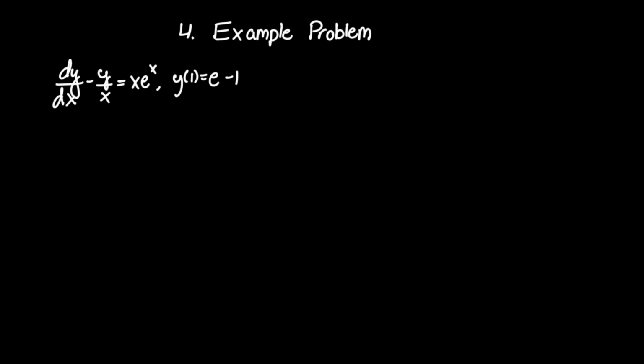So for the example problem, I chose this problem in which dy/dx minus y over x equals x times e to the power of x, and we are given an initial value y of 1 equals e minus 1. All that the initial value does is turn it from a family of solutions into a single solution, since you're given a single point. So now let's go through this step by step. First, we can see that there is no coefficient in front of the dy/dx, meaning that it is already in standard form. Now we have to recognize what exactly p of x is.